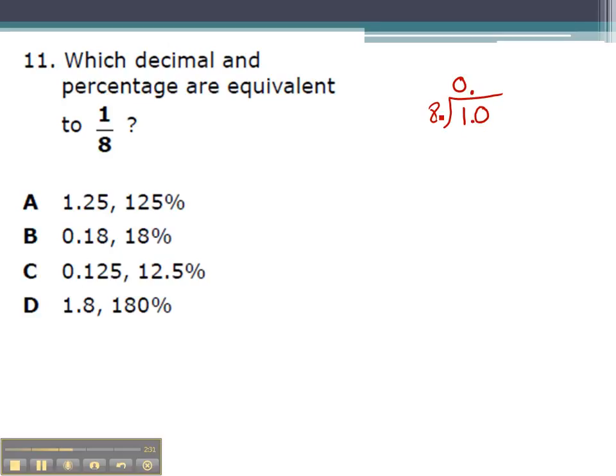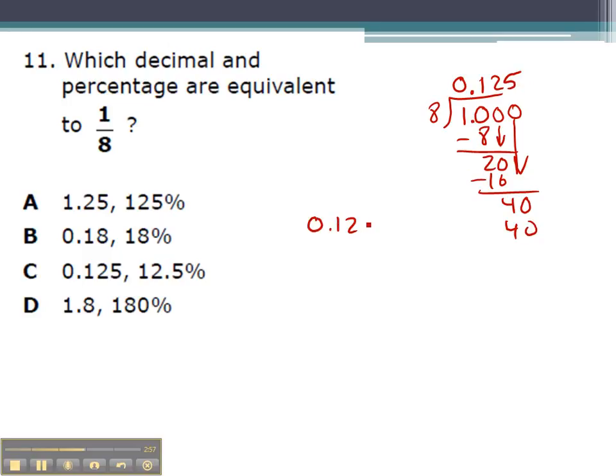Line up a decimal in our answer. How many 8s in 10? 1. 1 times 8 is 8. Subtract that 8 from the 10 and you get 2. You can keep adding zeros. 1.00 is equal to 1. We can add as many zeros as we need. Bring down that 0. How many 8s in 20? 2. 2 times 8 is 16, and subtract. We get 4. Bring down another 0. How many 8s in 40? 5. 5 times 8 is 40. So we know the decimal is 0.125.